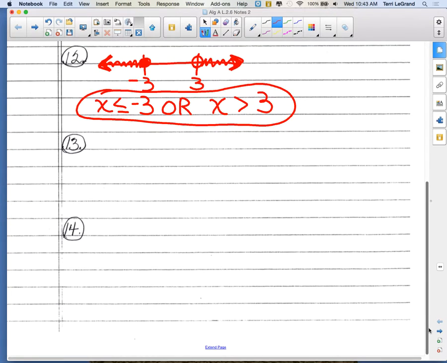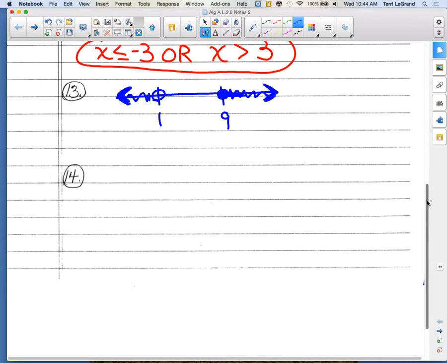Okay, you go recreate the graph for 13 and try this one totally on your own. And while you're at it, feel free to do number 14 also, and then we'll check it out, see how we fared.